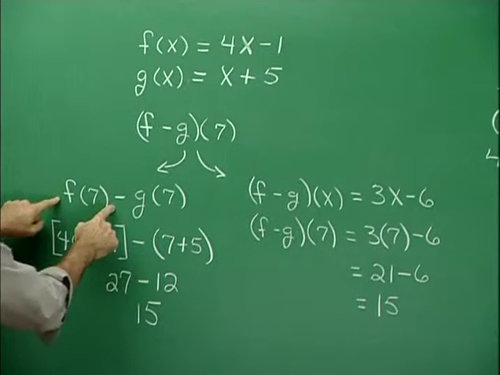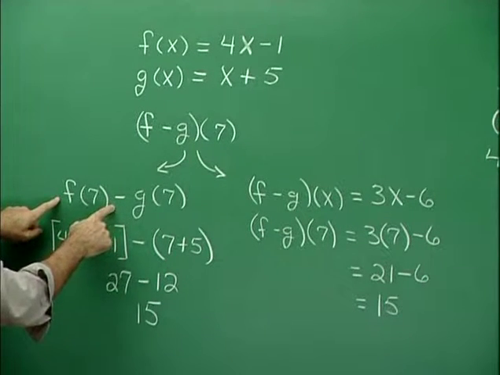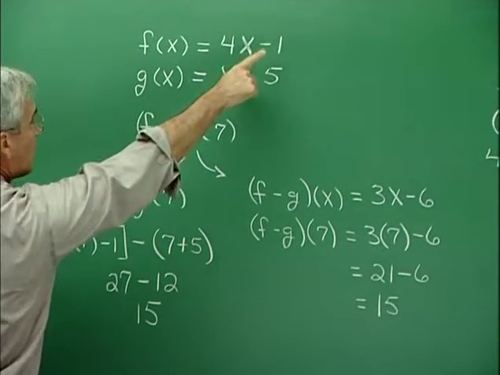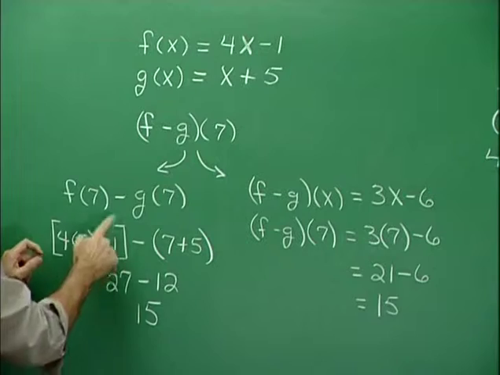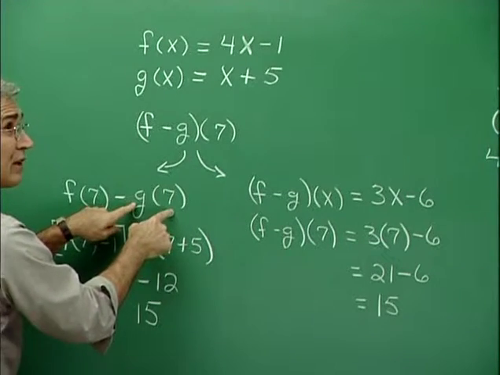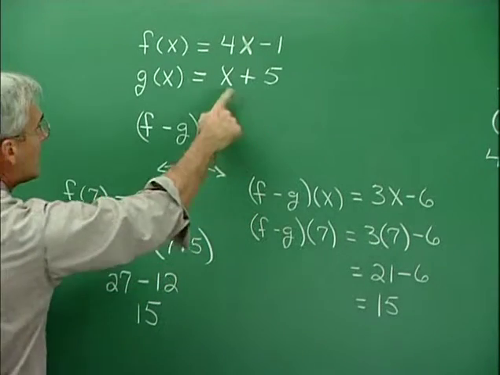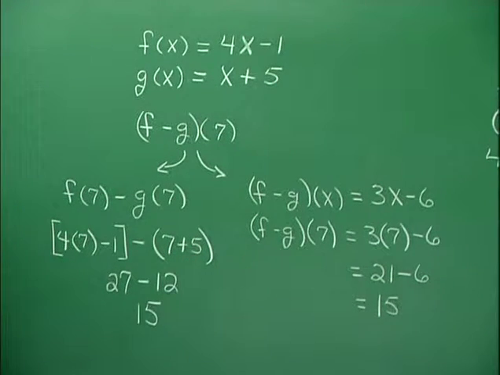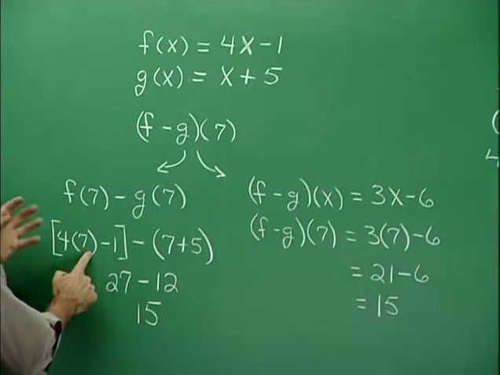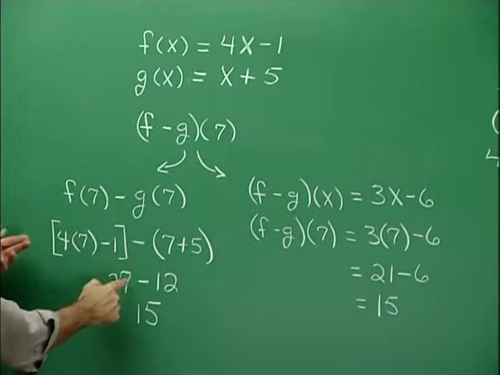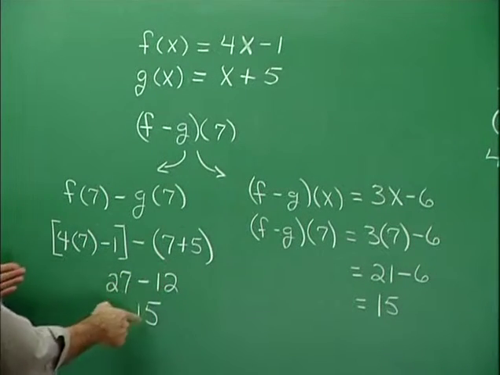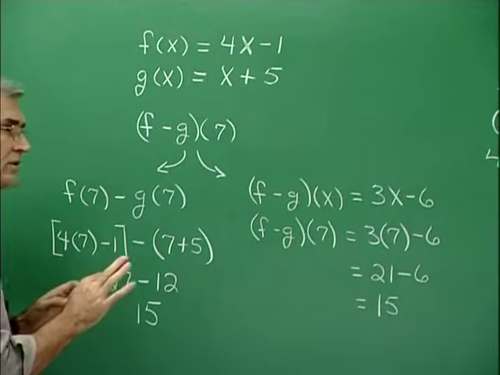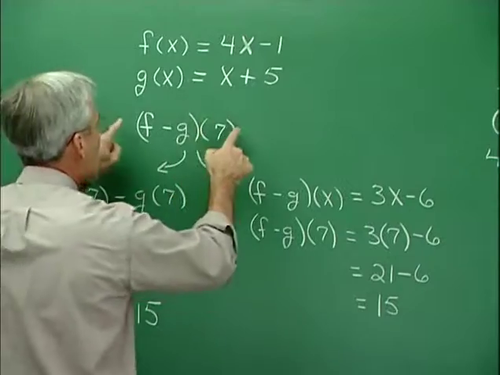F of 7 means in the f function, replace x with 7 and evaluate. So in that f function, we replace the x with 7. So that's 4 times 7 minus 1. You see, and then minus g of 7: in the g function, replace x with 7 and evaluate. So this x would be replaced with 7, so we would have 7 plus 5. And now, we did 4 times 7, 28, minus 1, 27, and then here we have 12, 27 minus 12, 15.